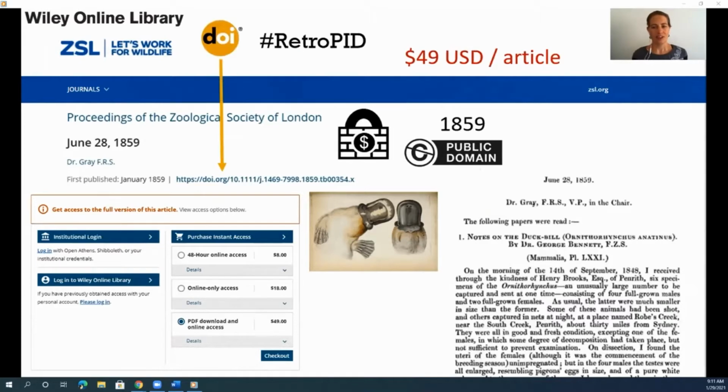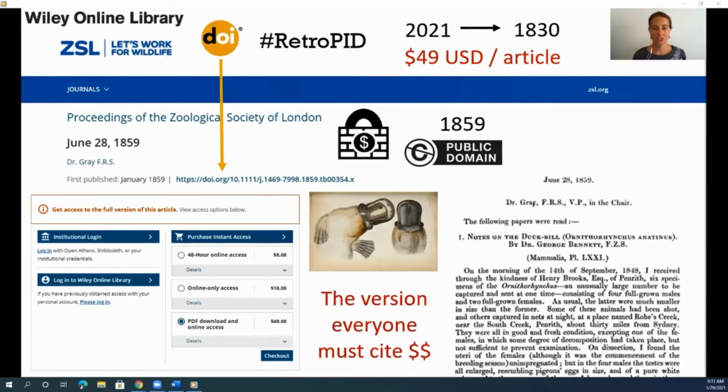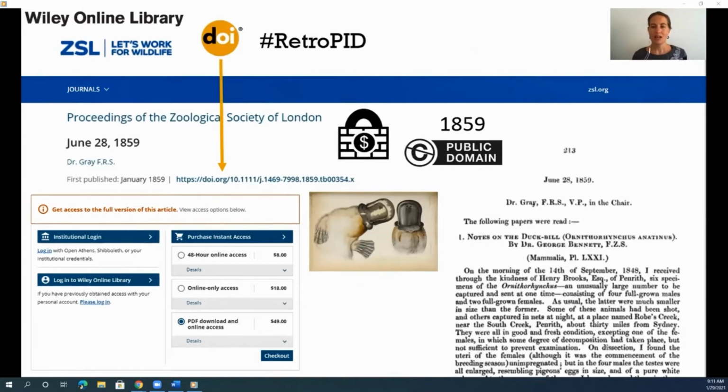Wiley has assigned a DOI to every single article all the way back to volume 1 in 1830. And because their versions have DOIs, that makes their versions the definitive versions that everyone must cite as part of that linked network of scholarly research, which makes it doubly upsetting that they charge for access for this out of copyright content. But I'm not here to talk about ethics. I'm here to talk about retropids and discoverability.